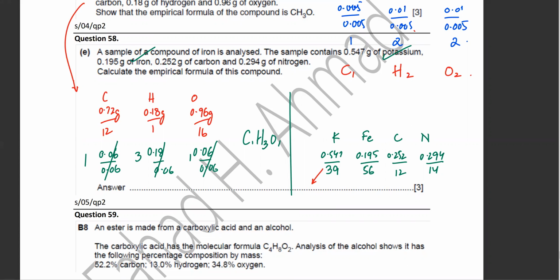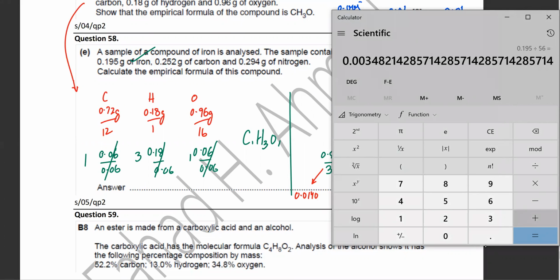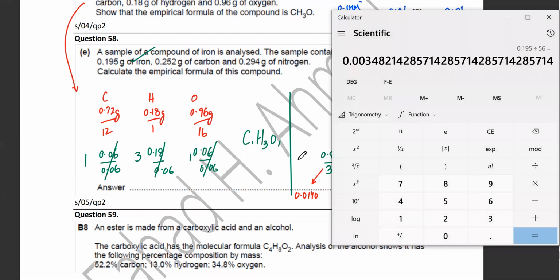First one, what is it? Sir, it is 0.0140. Second one, what is this? 0.195 divided by 56. 3.48. No, such a big value cannot be. 0.195, no. 0.195 divided by what was it? 56.